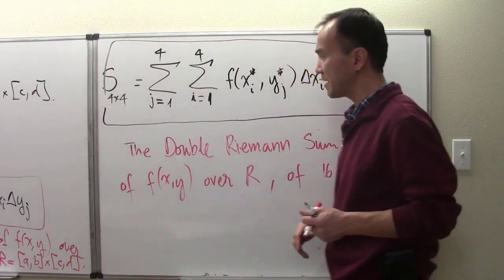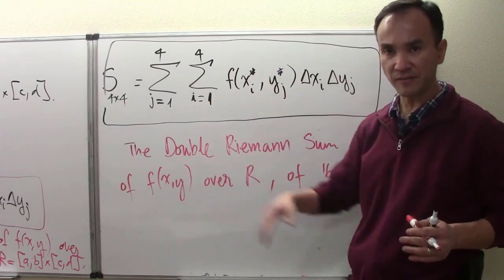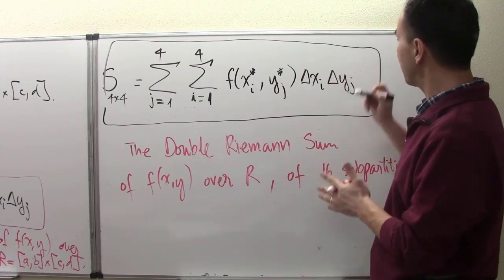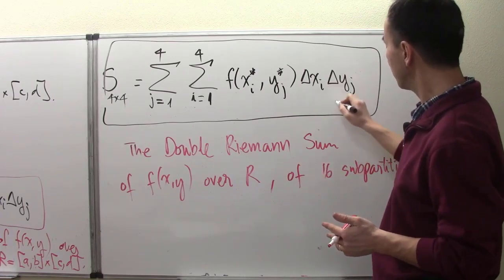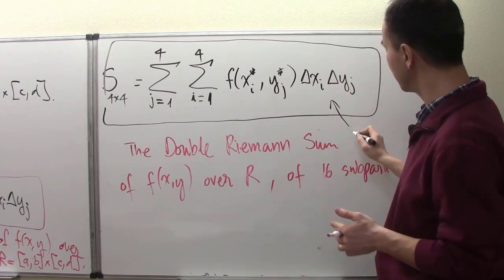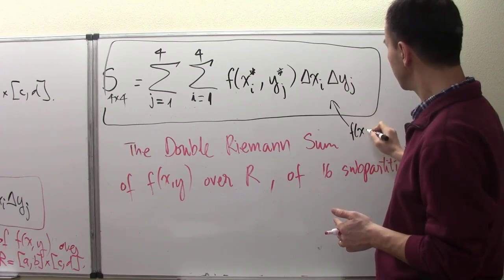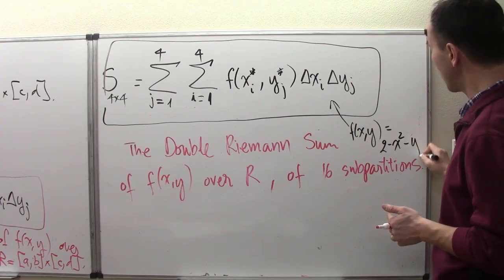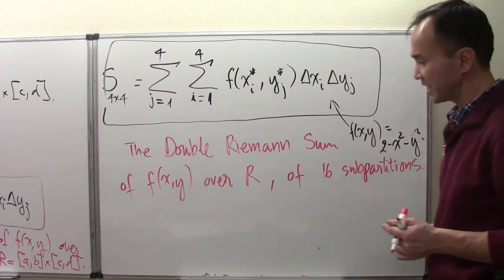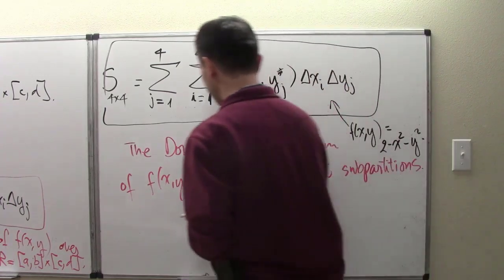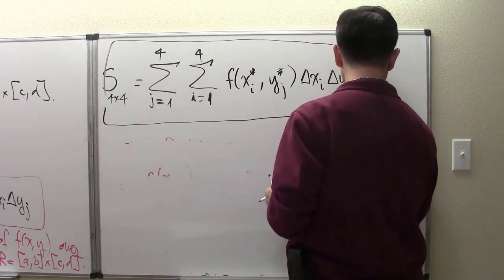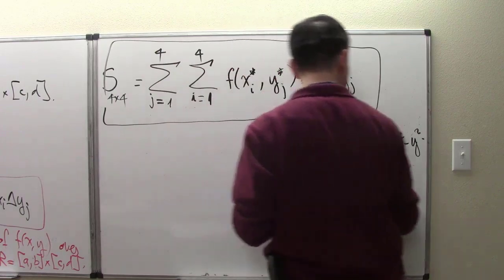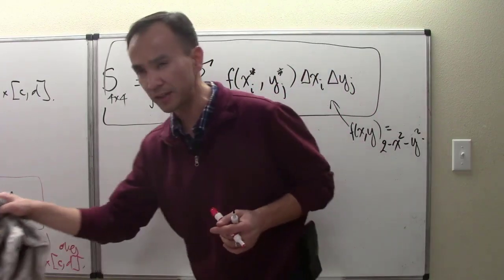In the end, I'm explaining this right from the picture of our particular problem. This definition came out from our function. Let's take a quick note right here. The function was 2 minus x squared minus y squared, and we call that the double Riemann sum. In this activity we did that in 16 subpartitions, 4 on each way.